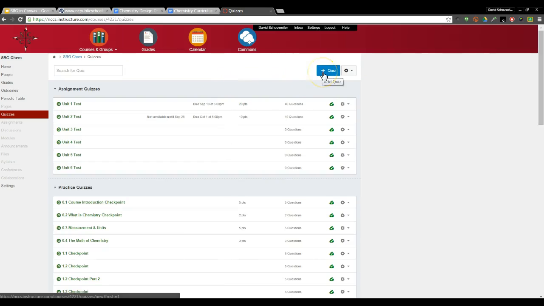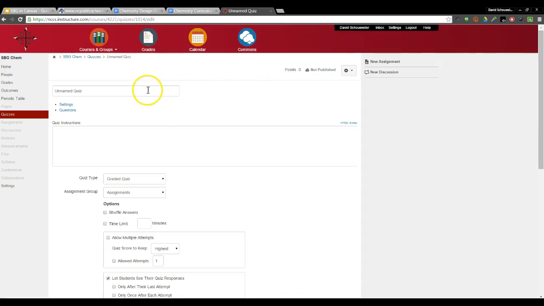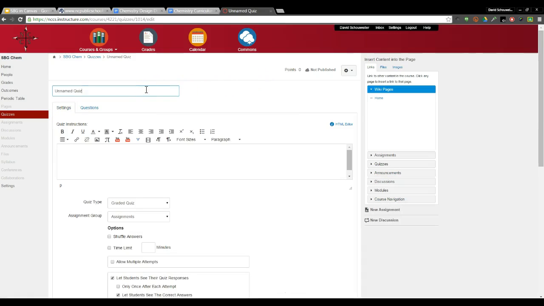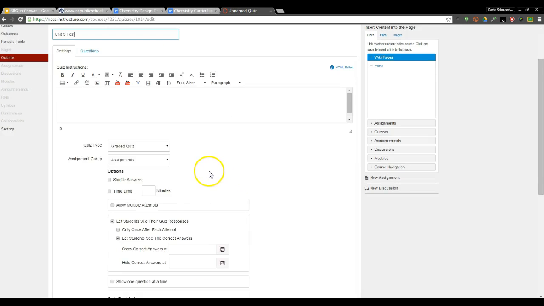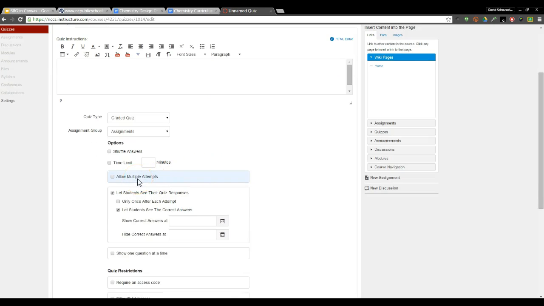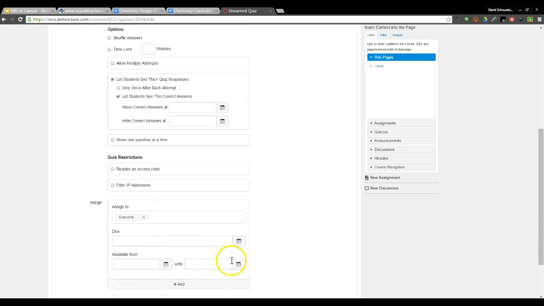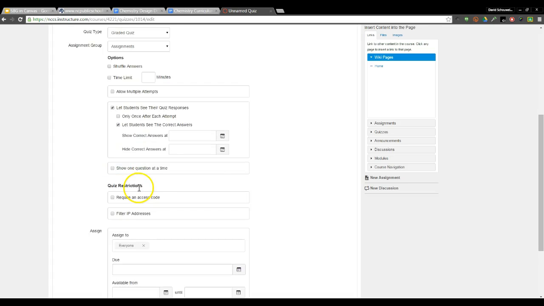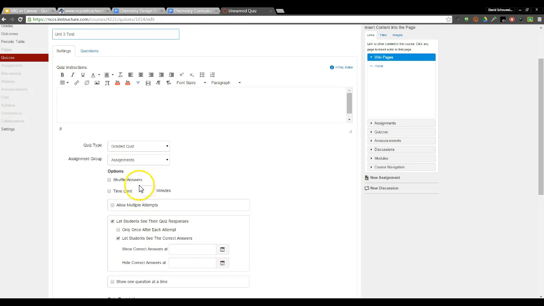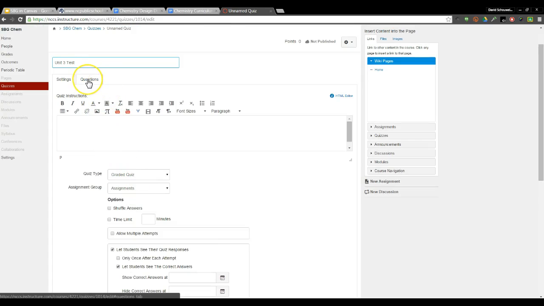And I'm going to create a new quiz. And I'm going to call this quiz my Unit 3 test. Okay? And so you can set up multiple settings, like allowing students to take the test multiple times, locking when the quiz can be taken, its availability dates, requiring students to have an access code, or even filtering IP addresses so they can only take it at school. But whatever restrictions and options you want to put on it is up to you.